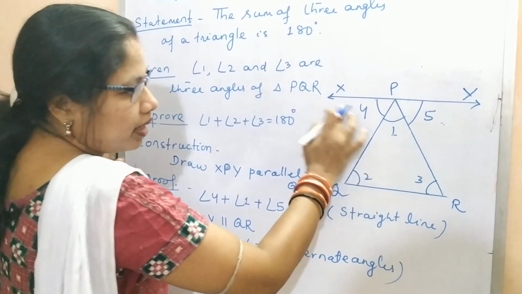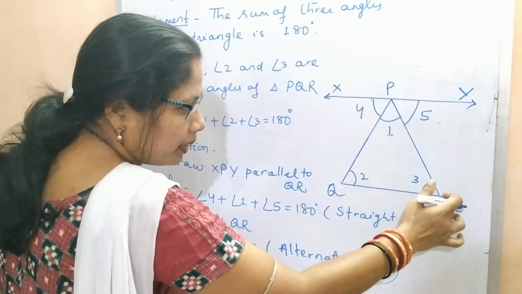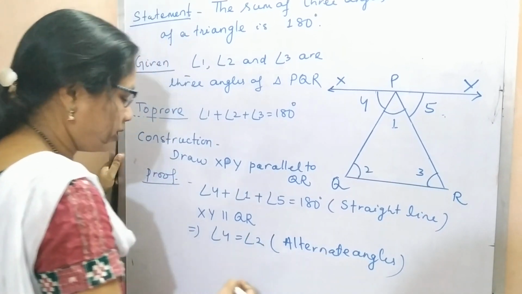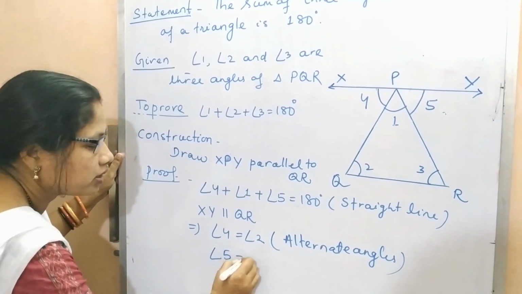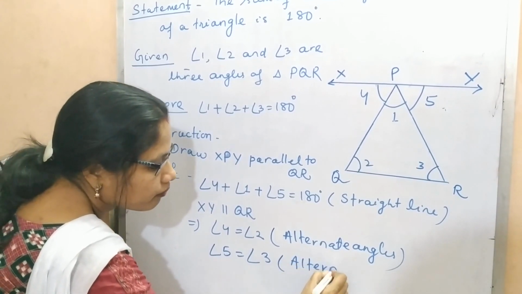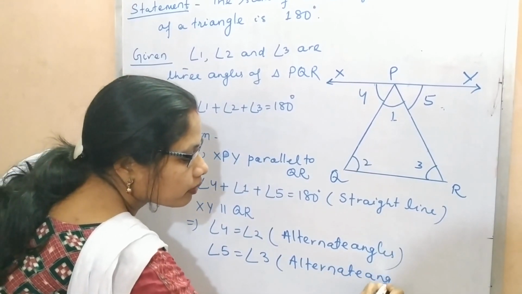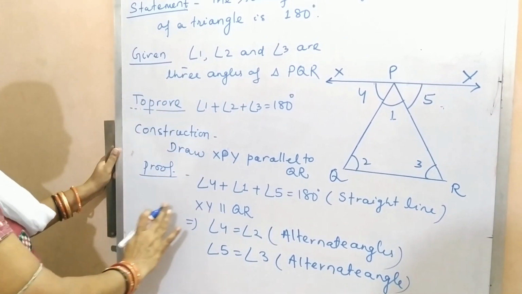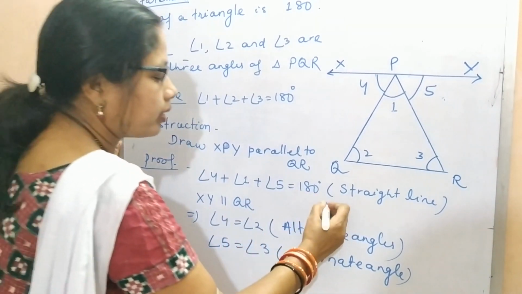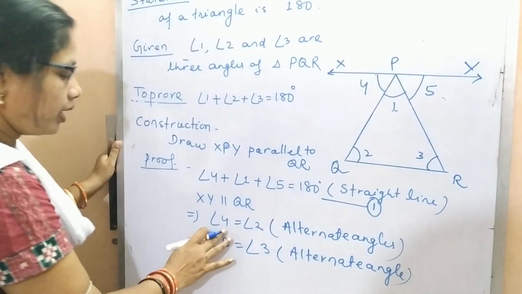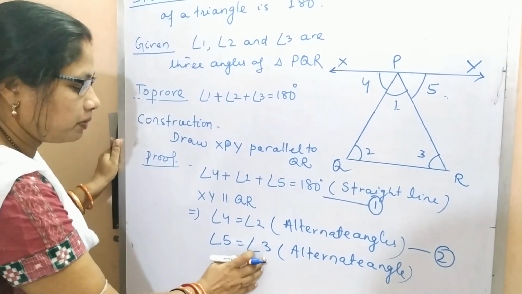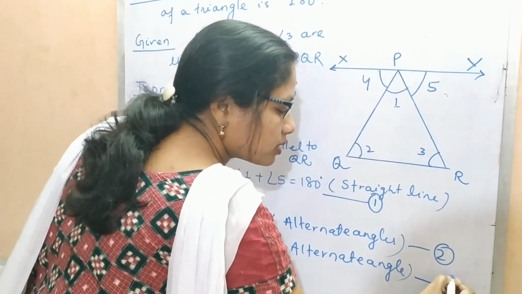Then here XY is parallel to QR and PR is the transversal. So again angle 5 is equal to angle 3. So this is also an alternate angle. So here we have angle 4 plus angle 1 plus angle 5 is equal to 180 degrees. Let this be equation 1. Angle 4 is equal to angle 2. Let this be equation 2. Then angle 5 is equal to angle 3. Let this be equation 3.